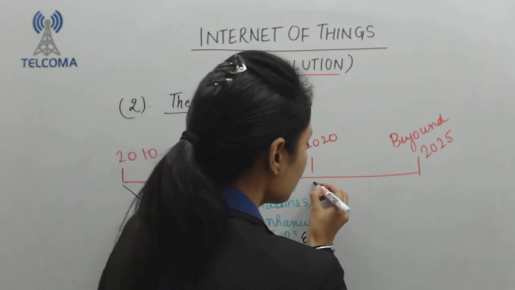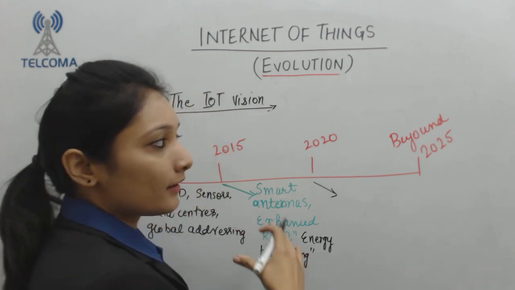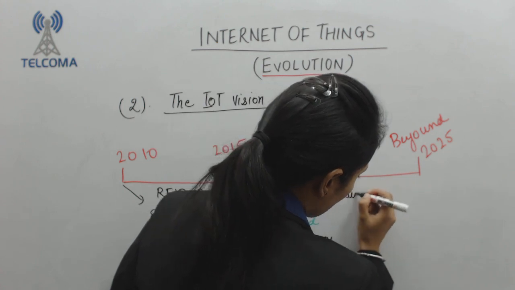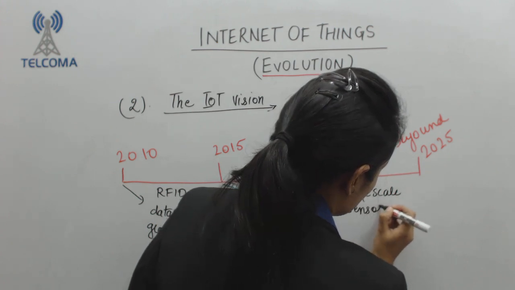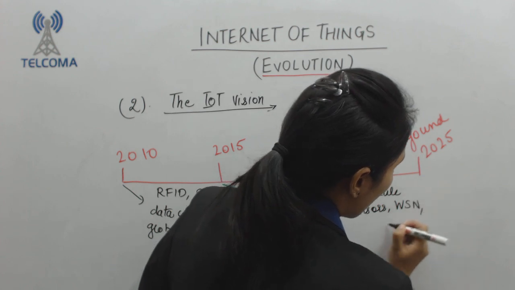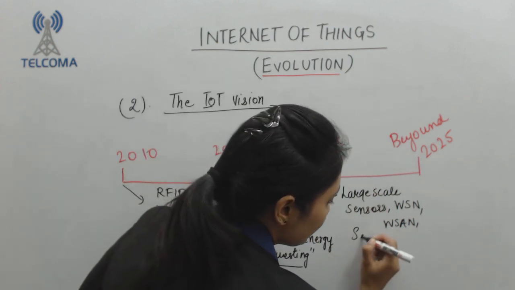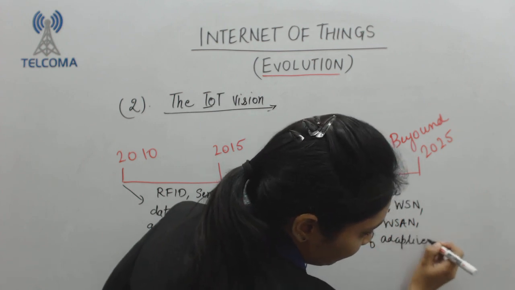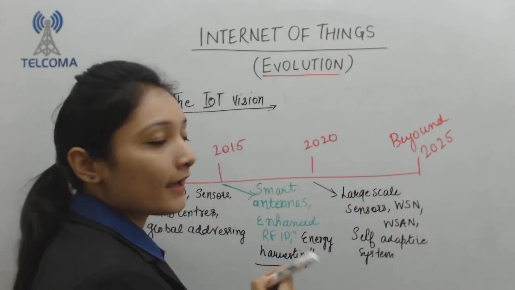Now, for 2020, we expect there will be a billion devices. So what you need here is large scale sensors, a large number of wireless sensor networks or wireless sensor and actuator networks. You need by this time self-adaptive systems, and the systems should be able to perform online analytics.